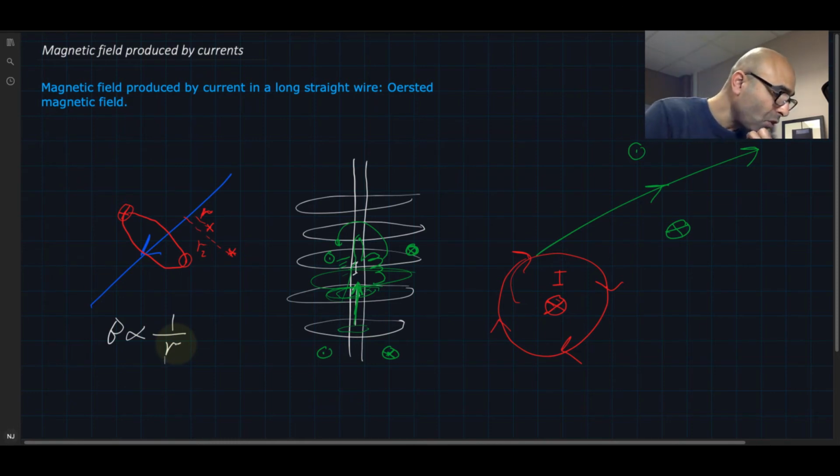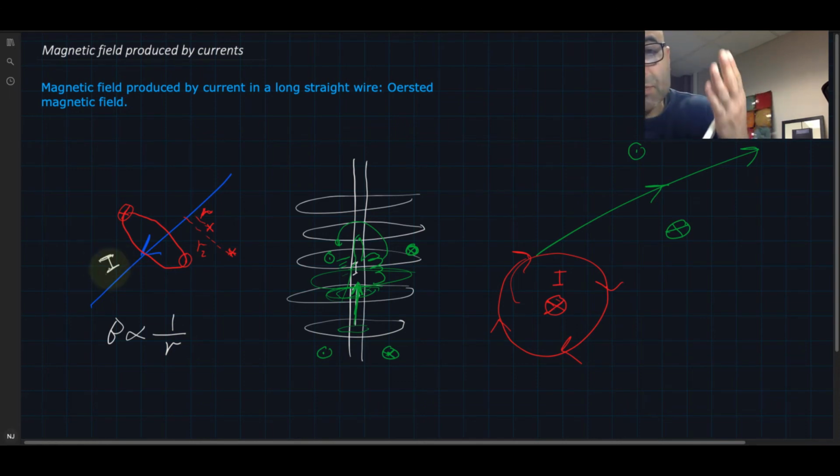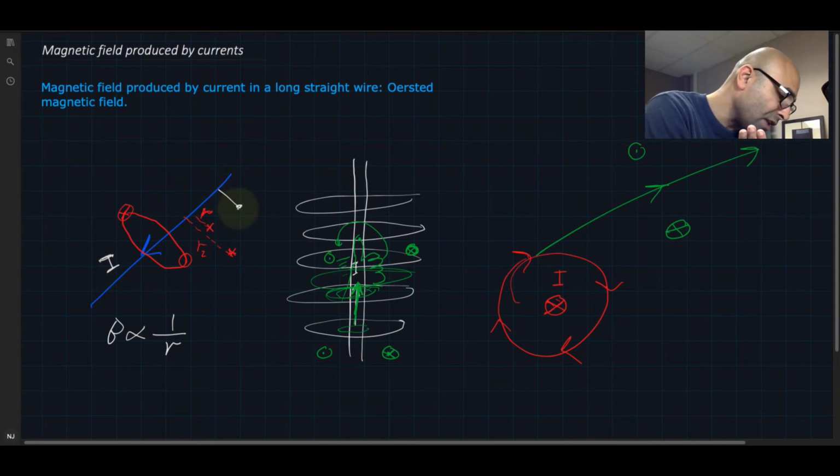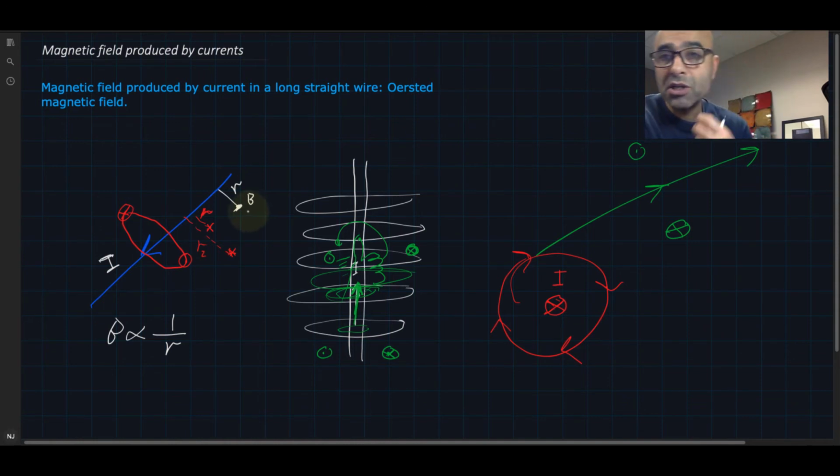Okay, what else is there? They compared it with the current. If the current is big, what happens to the magnetic field for the same distance? So let's look at this distance r, and we doubled the current. We measured the magnetic field before we doubled the current, and after we doubled the current. We found that the magnetic field was twice as much.